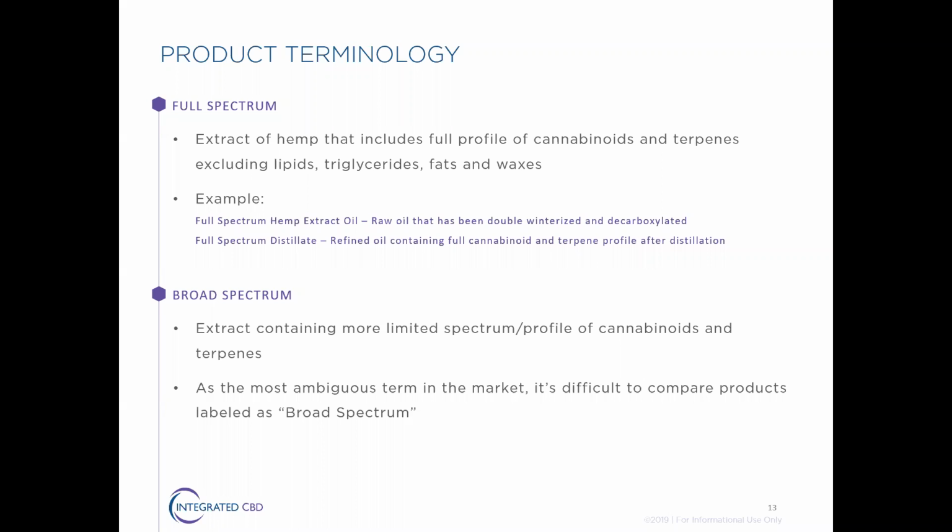Lastly, I'd like to turn your attention to broad spectrum. Now, broad spectrum has been loosely used in the market, and it's key to note that extracts containing more limited spectrums or profiles of cannabinoids and terpenes can be applied to this term. It's very important to note that this is the most ambiguous term in the market, and I would err on the side of caution as you approach various products claiming such a label as broad spectrum, as every different company may title and define broad spectrum in their own unique way.